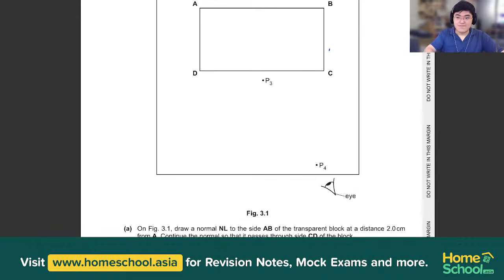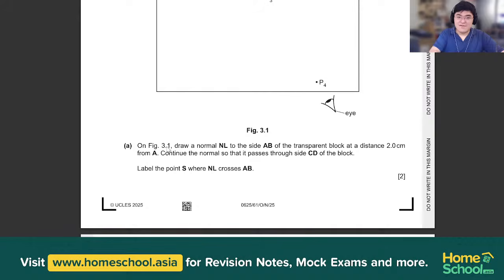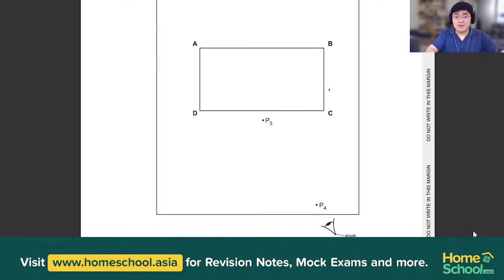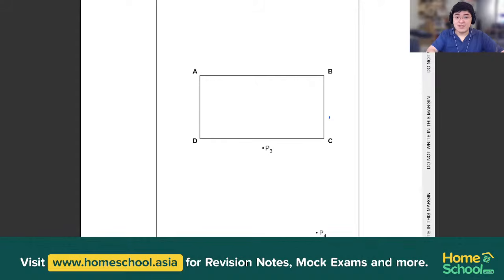Over here on figure 3.1, we draw a normal NL to the side AB of the transparent block at a distance of 2.0 cm from A. We are to continue this normal so that it passes through the side CD of the block. And we are to label the point S where NL crosses AB. So when this normal crosses AB, you should label it S.